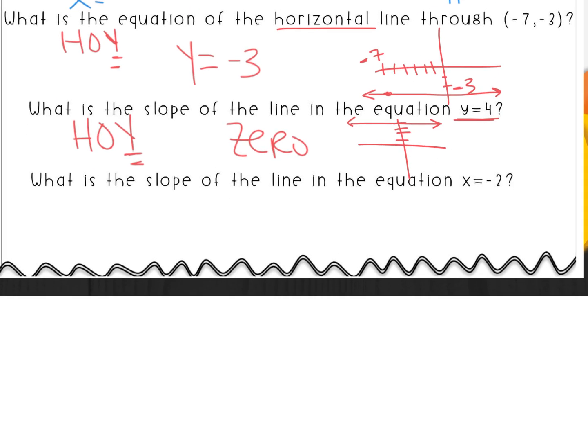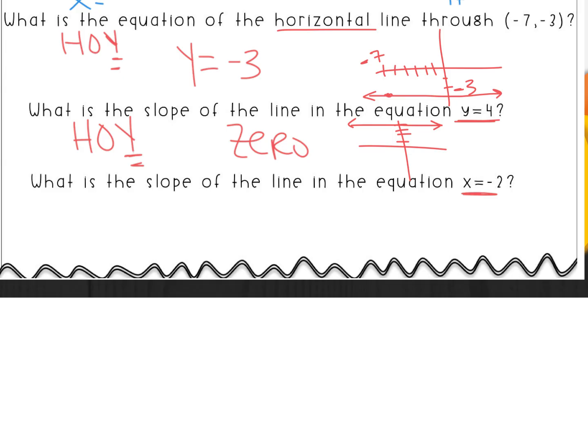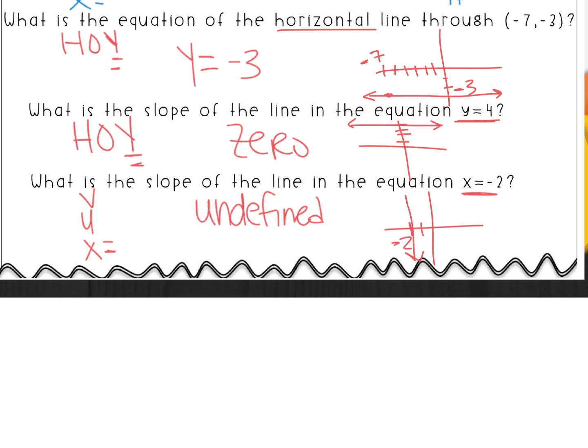Last one. What is the slope of an equation? Okay, if it's X equals, is that an OI or a VUX? This is a VUX. What is my slope? My slope is undefined. And again, if I drew my picture, I'm looking where am I at? -2 on my X. And I can see, right, he fell off the cliff. That is undefined.